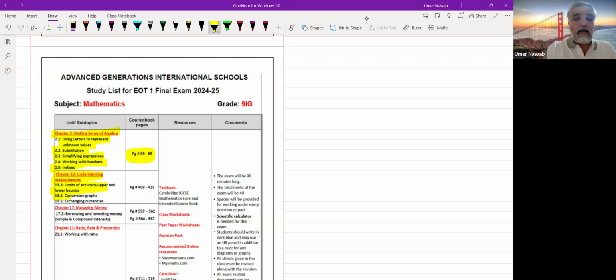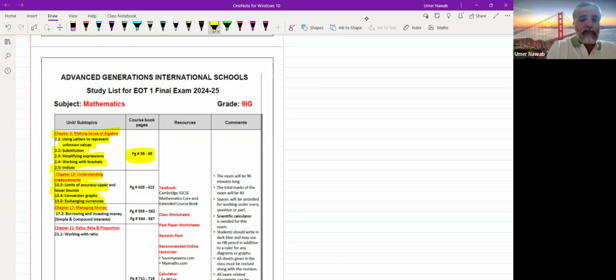Also, we have added the conversion graphs. A graph is given between two quantities. So if one quantity is known to you through the graph, you will tell what the second quantity related to the first quantity is. And then we have also exchanging currencies. Okay. If a currency rate is provided to you and you are given one currency amount, he will ask you how much the second currency is equivalent to that given currency value.